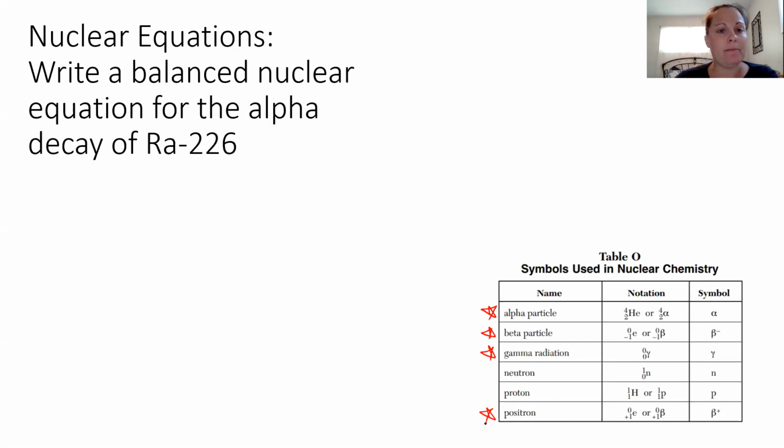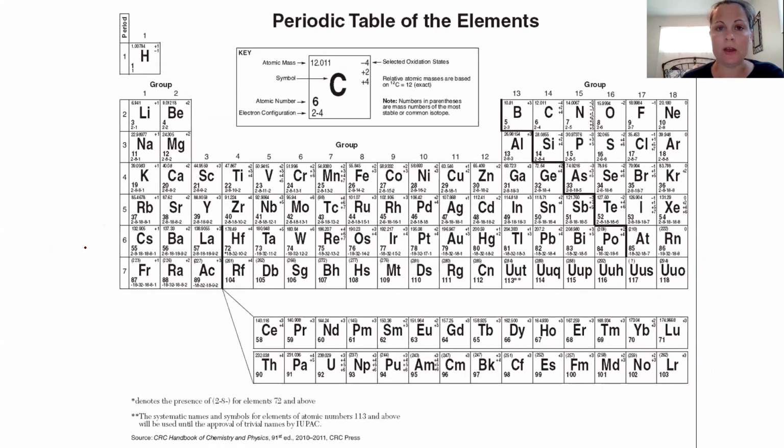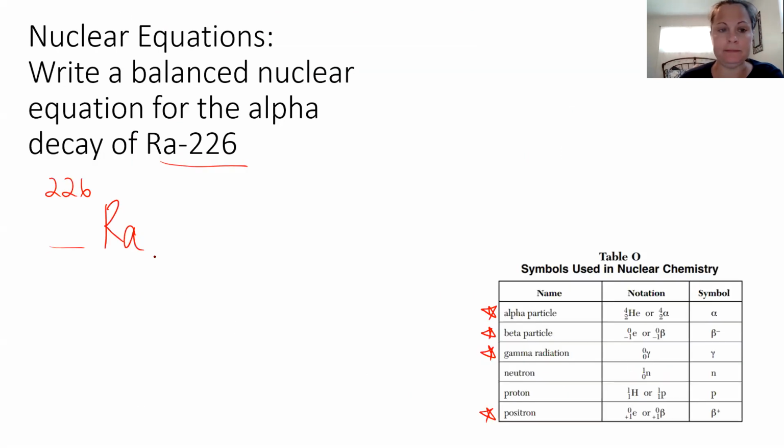So let's say I want to write a balanced nuclear equation for the alpha decay of Ra-226. Well, I'm going to start with this, and I'm going to write it in isotopic notation. The symbol is Ra. The mass is 226. How do I know the atomic number? I go to the periodic table. Ra is down here. Its atomic number is 88. So step one, I have written the isotope that is going to be unstable and is going to decay.